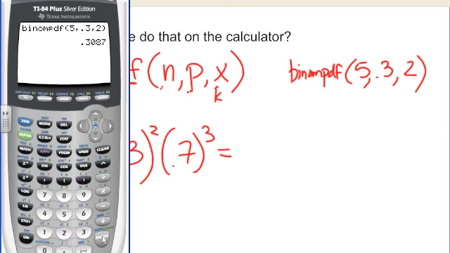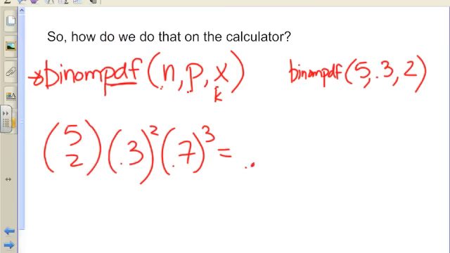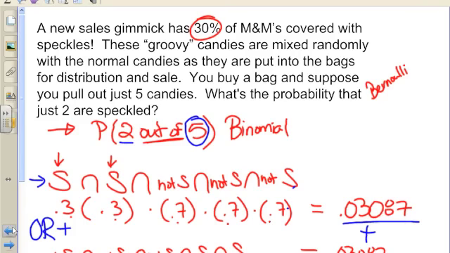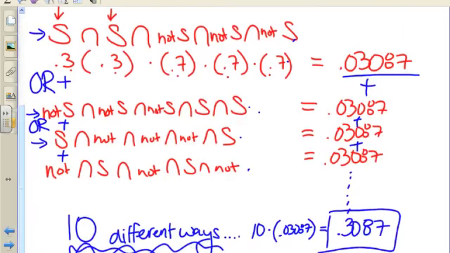0.3087. So I just need to be able to copy that down. By the way, in case you wondered, that is actually the answer we came up with. But I think that was a whole lot easier.